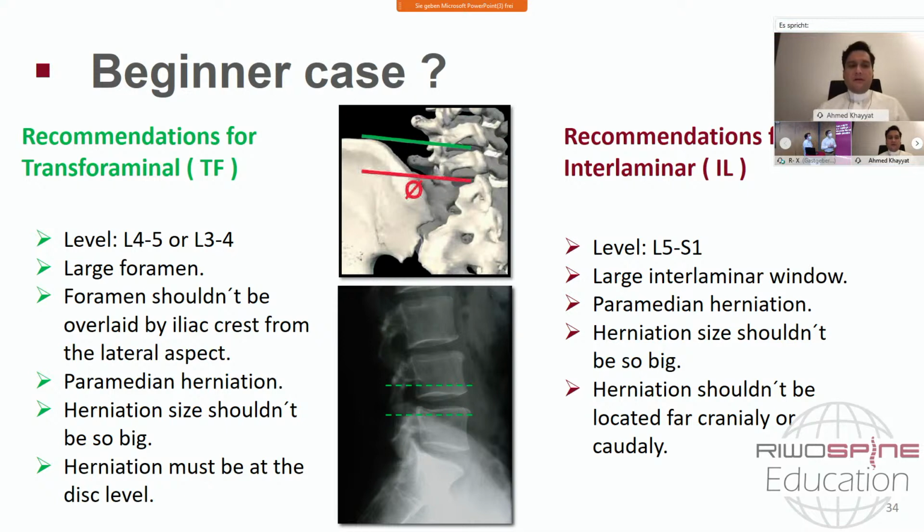So recommendation for the beginner case, if you want to start with the interlaminar, choose first your patient with L5-S1 disc and big, large interlaminar window and paramedian herniation, and also the herniation shouldn't be so big and also not located cranially or caudally. For the transforaminal approach, look always for the iliac crest, choose the level L3-4 or L4-5 with a large foramen.